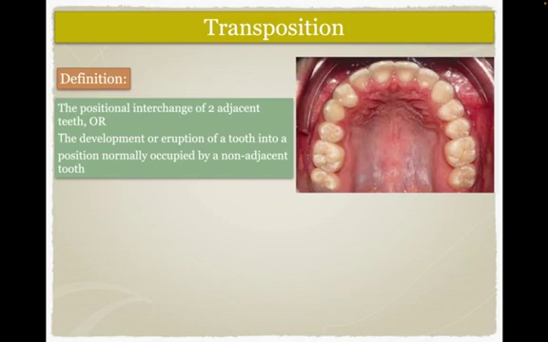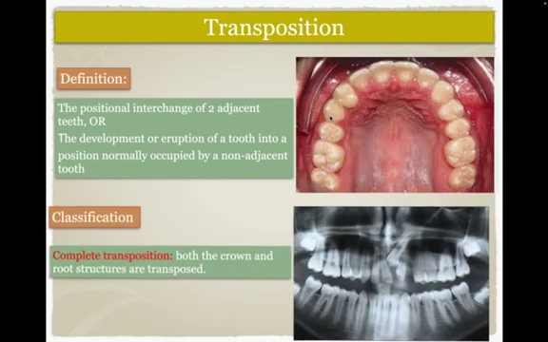Now we're still talking about the ectopic eruption, and now we're talking about transposition, which means the positional interchange of two adjacent teeth, or the development or eruption of a tooth into a position normally occupied by a non-adjacent tooth. If you look here at the photograph, you can see we have central incisors, lateral incisors, and then we have a premolar, and here we have the canine. Usually we have canine and then premolar. So we call this a positional interchange between the canine and the premolar. We call this transposition, which is a type of ectopic eruption because the canine erupted not in its place.